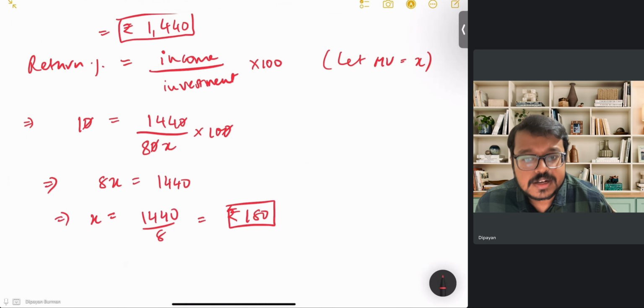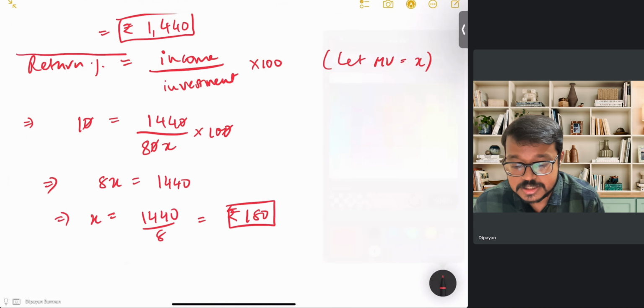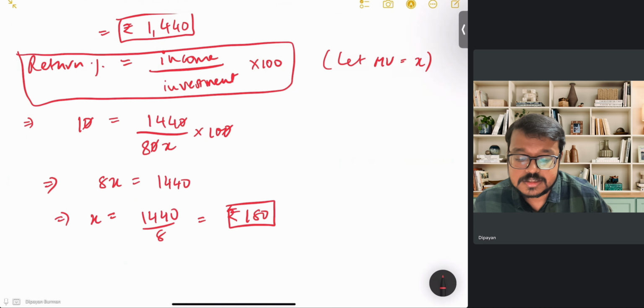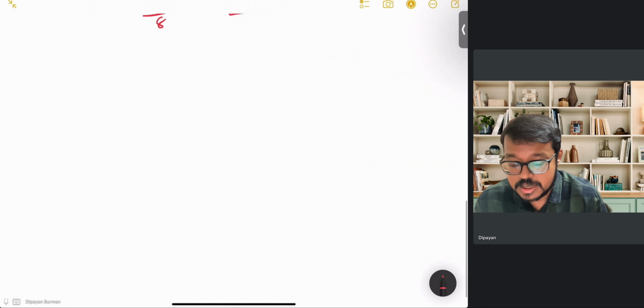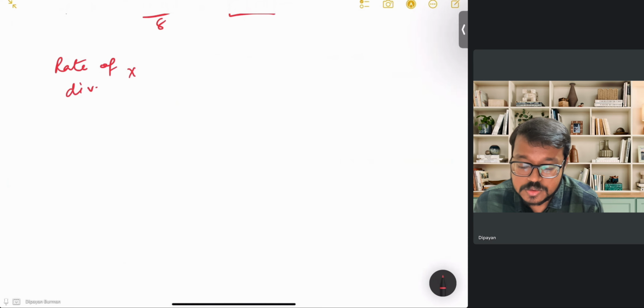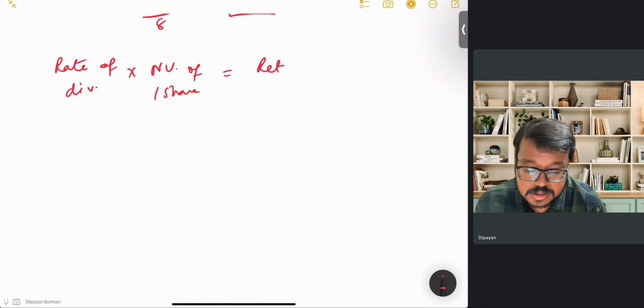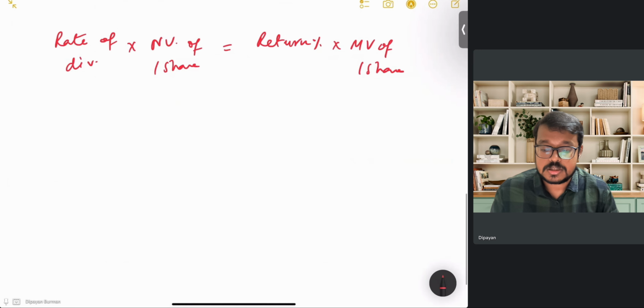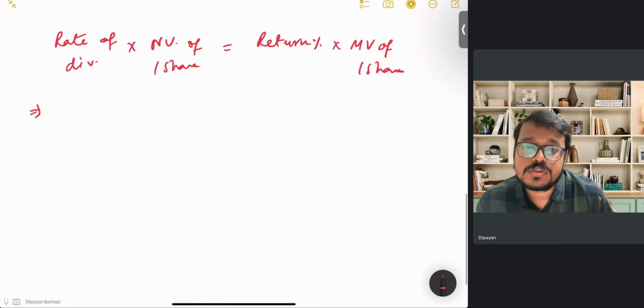There is another direct way of calculating. Instead of using this formula, there is another formula saying that the rate of dividend into the nominal value of each share is equal to the return percent into market value of each share. This is a relation. We know three values and one is unknown.